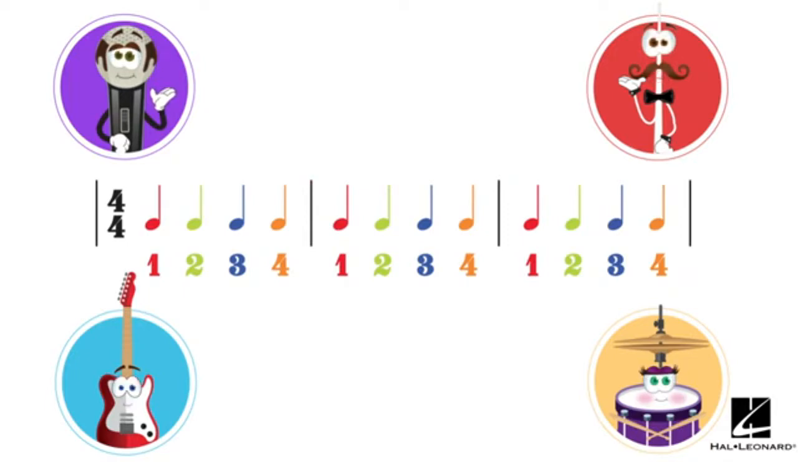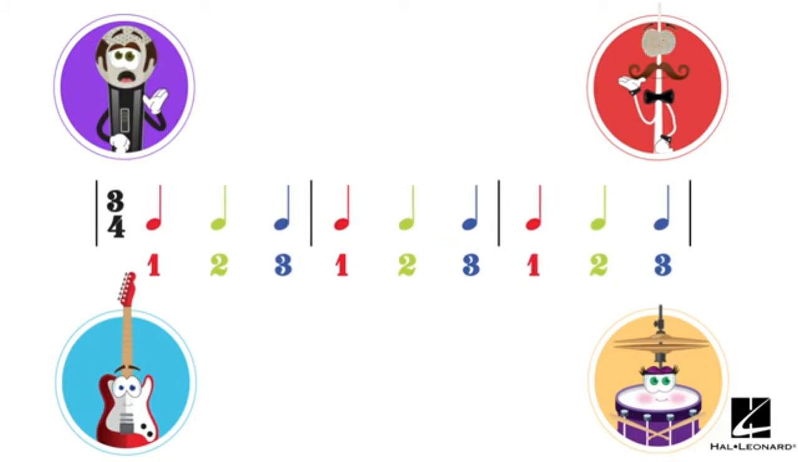Wait, I think I'm getting this. I'm good at math. The top number means how many beats are in each measure, and the bottom number tells you what kind of note gets one beat. 4 means a quarter note, right? Oh, Fred, that was marvelous. You jumped about 3 lessons.